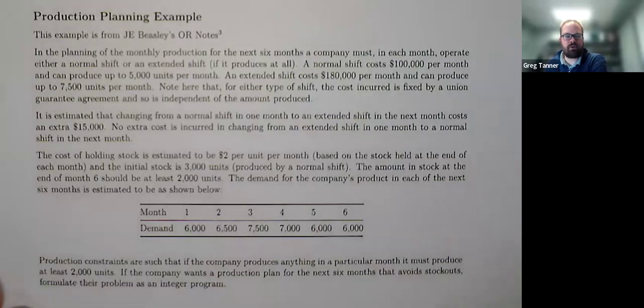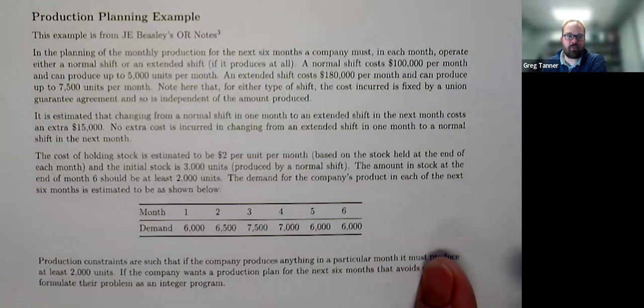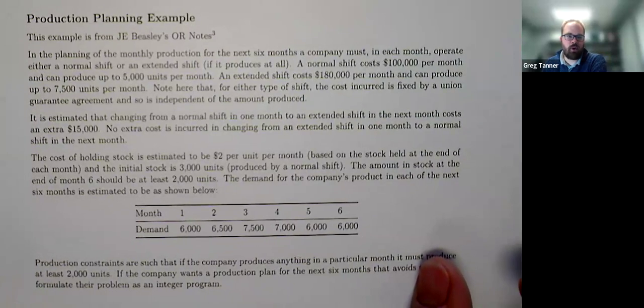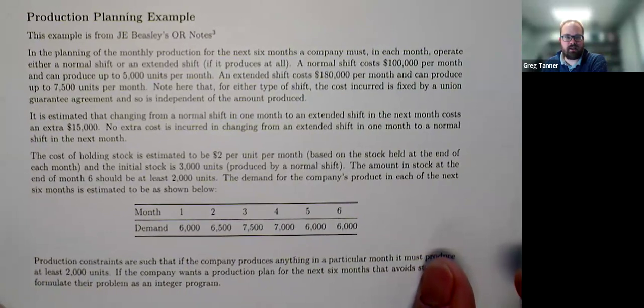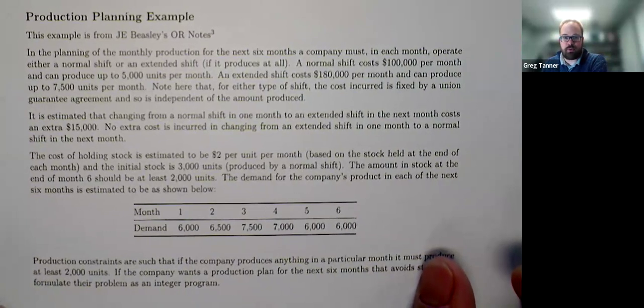Okay, another example of using binary variables in a linear program. This one has to do with planning production to try to meet demand, and trying to decide what sort of shift to use, whether a normal shift or an extended shift. And then once the shift is decided, then how much to produce.